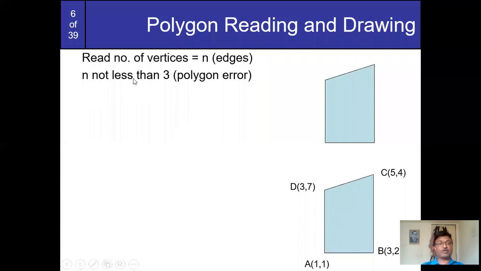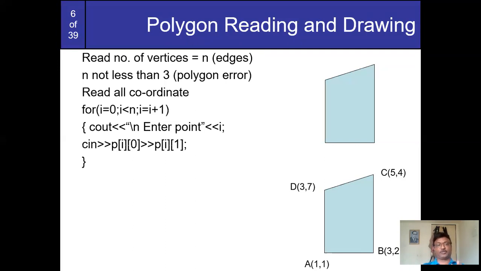So n not less than 3. Whenever you are entering, what is the definition of the polygon? It must have a number of edges of at least 3. If the user has the freedom, they can enter any value. Suppose the user enters 2, 1, or 0. With 2 edges you cannot draw the polygon. From 1 you cannot draw the polygon. So it must have 3. If it is less than 3, you have to show an error.